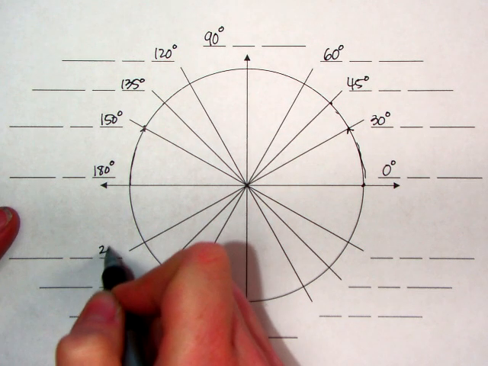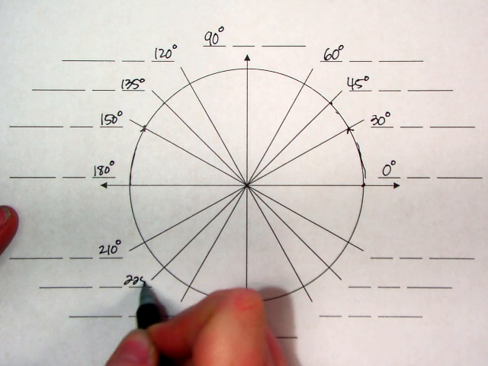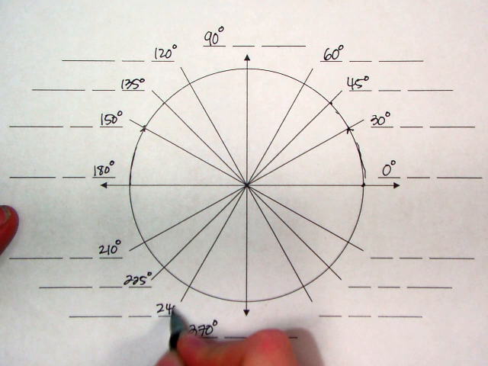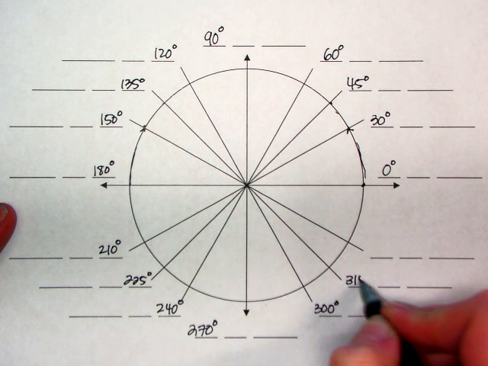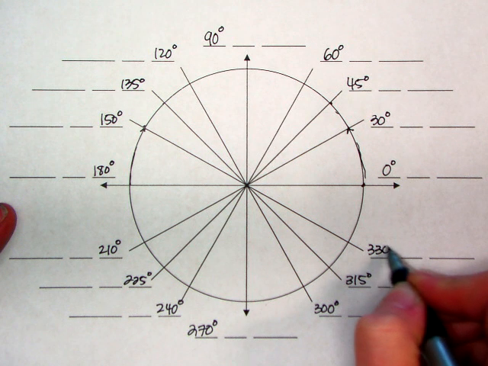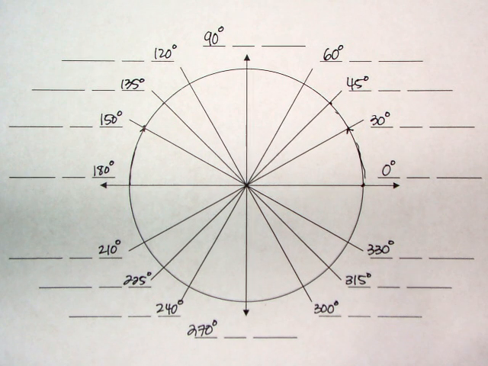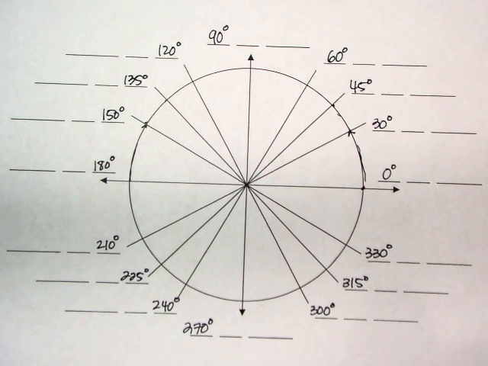Filling in the rest would be 210, 225, and 240. And then the last quadrant would be 300, 315, and 330. So now we're going to talk about how all these angles are related to each other.